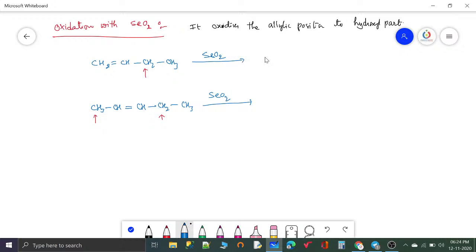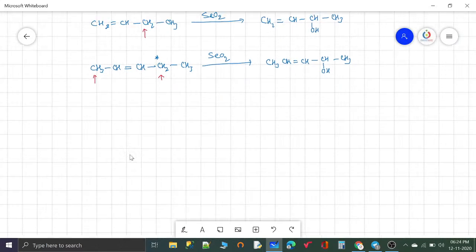In this particular molecule there is no doubt that only one allylic position is there, that will be oxidized to the hydroxyl part. But if two are there, then the more substituted allylic position will be oxidized. So that here we get the molecule CH3, CH double bond, CH, CHOH and CH3. You take any type of the molecules, the concept will be the same. So the OH group you will get.